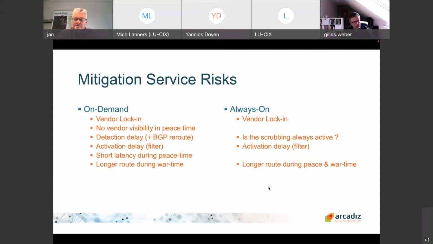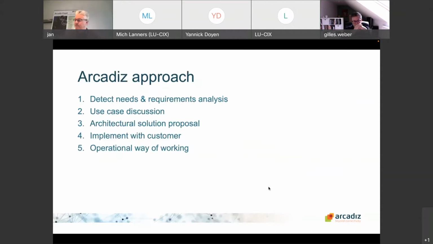So where is the difference as well? That is that in the always-on, you have at all times a long route outside Luxembourg, during peacetime as well as wartime. In the other scenario, you can have very short latencies during peacetime, and you have a larger delay to get there only during the attack.